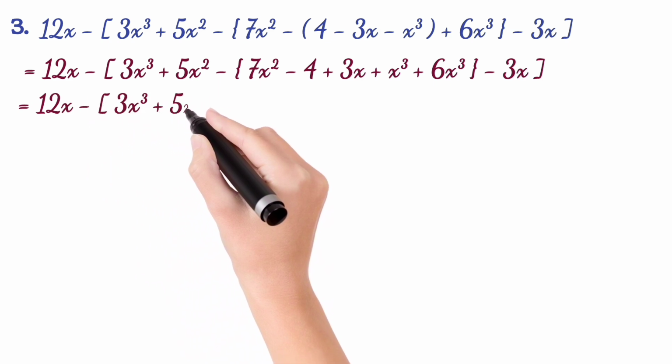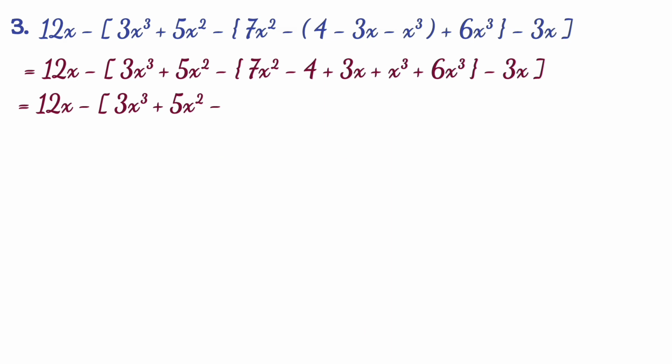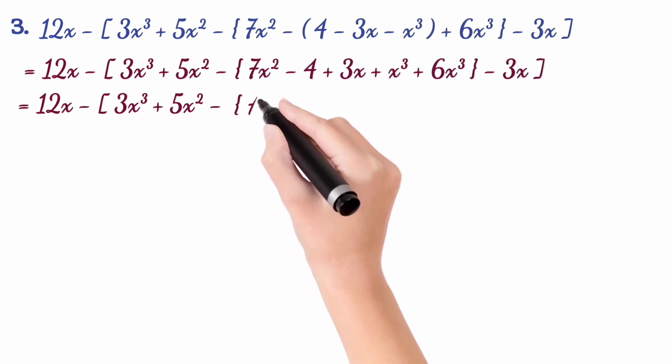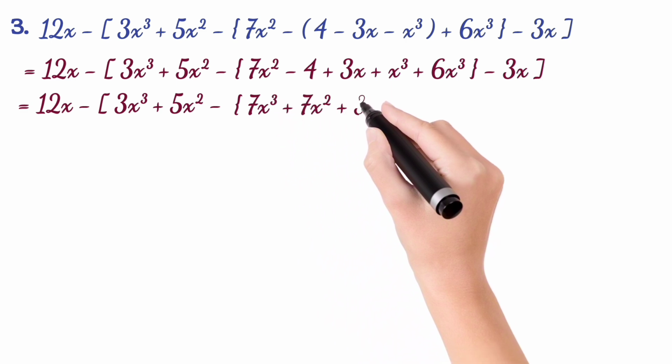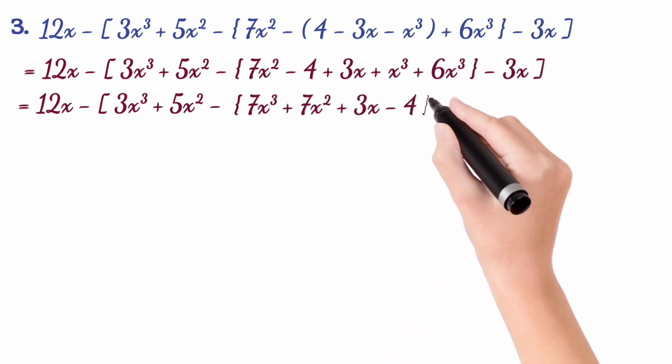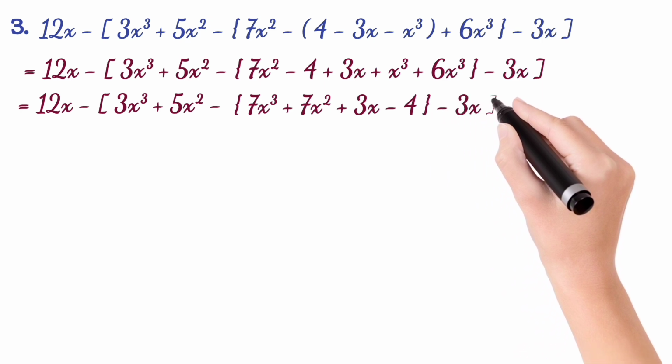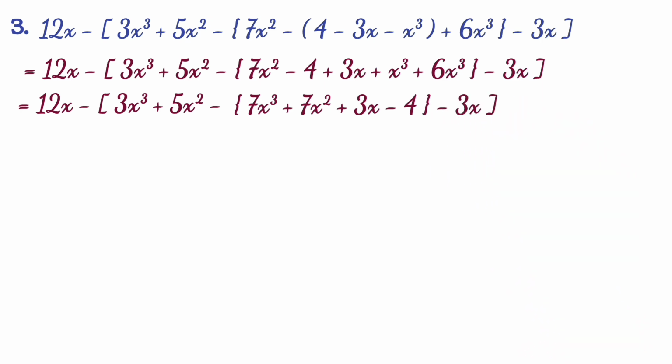So equals 12x minus third bracket start 3x cube plus 5x square minus second bracket start, and first we will write this 7x cube. Then we will write minus 7x square, then we will write plus 3x, then last minus 4, second bracket close, minus 3x, third bracket close. Children, be careful. See before the second bracket again minus sign. So you have to change the sign.